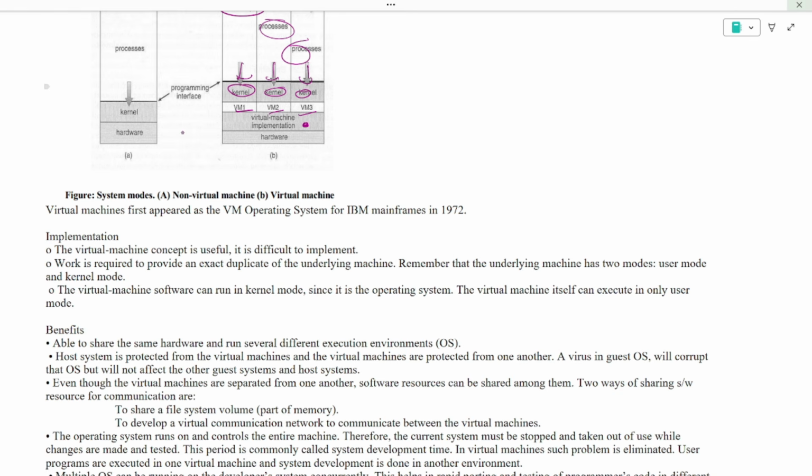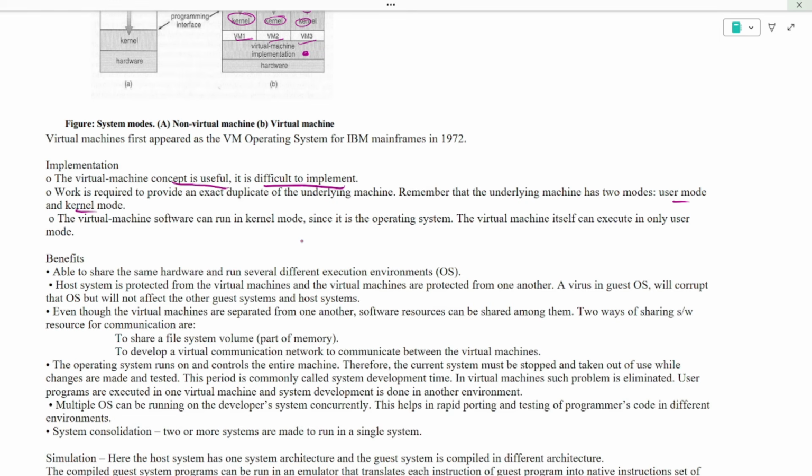Here three, one or two, that is the programming interface. Now if you see the implementation of it, it is most useful, but it is difficult to implement. As it is useful, it is difficult to implement. You can provide an exact duplicate of the underlying machine. Remember that the underlying machine has two modes, user and kernel, as you studied before. And next, it can run in kernel mode since it is an operating system, and it will execute itself in user mode.